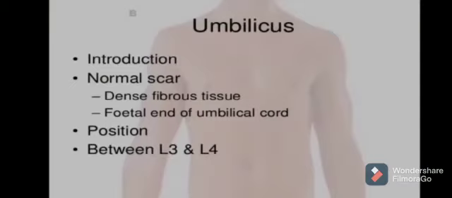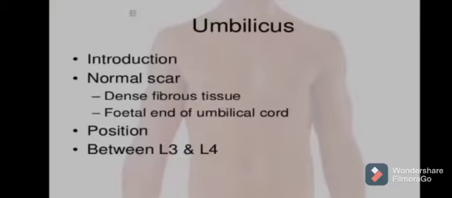Starting with the umbilicus, umbilicus is the remnant or the vestige of the umbilical cord, and whenever there is a vestigial structure, it is in the form of a ligament or a scar, because at the end the fibrous tissue fills the gap in the body. So the composition of this umbilicus is a normal scar tissue consisting of dense fibrous tissue at the fetal end of the umbilical cord.